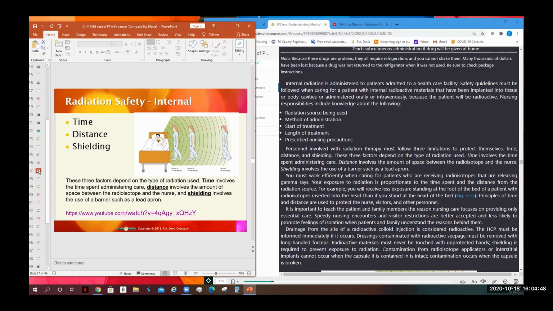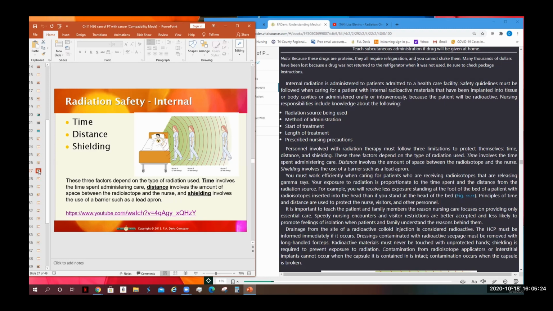You must work efficiently when caring for patients who are receiving radioisotopes that are releasing gamma rays. Your exposure to radiation is proportionate to the time spent and the distance from the radiation source. For example, you will receive less exposure standing at the foot of the bed of a patient with radioisotopes inserted into the head than if you stand at the head of the bed. Principles of time and distance are used to protect the nurse, visitors, and other personnel.